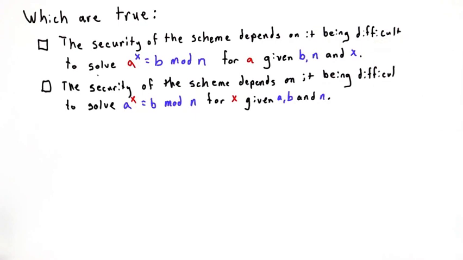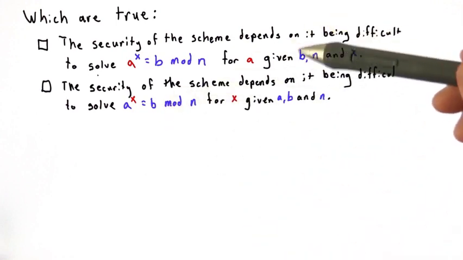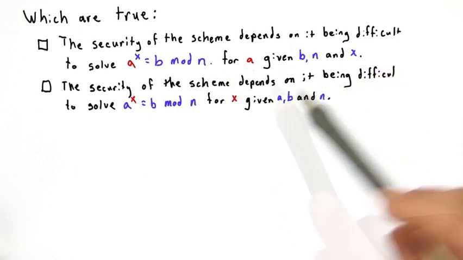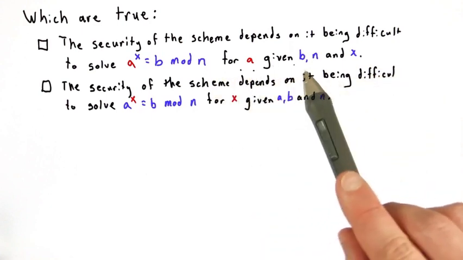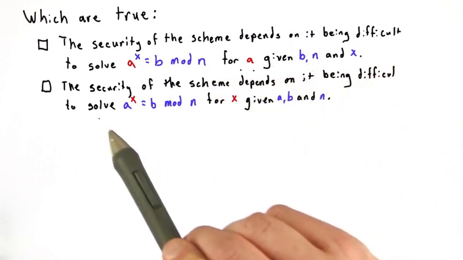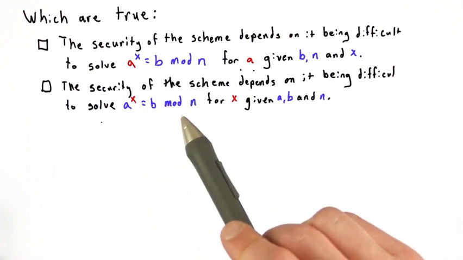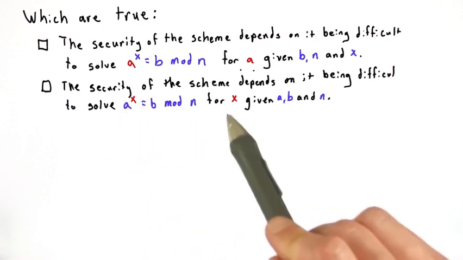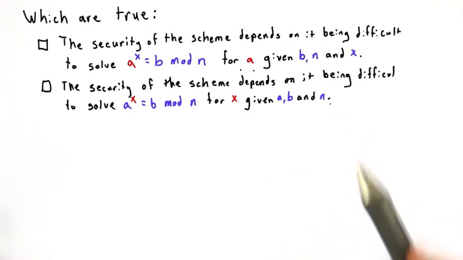This question tests how well you understand the Diffie-Hellman key agreement protocol. The first statement is: the security of the scheme depends on it being difficult to solve a to the power x equals b mod n for a, given b and x. The second statement is: the security of the scheme depends on it being difficult to solve a to the power x equals b mod n for x, given a, b, and n.